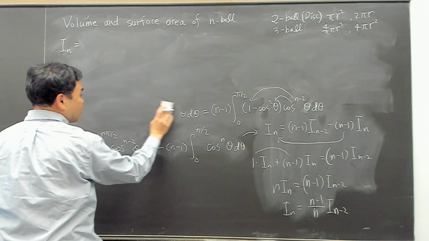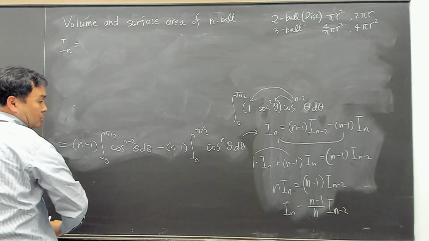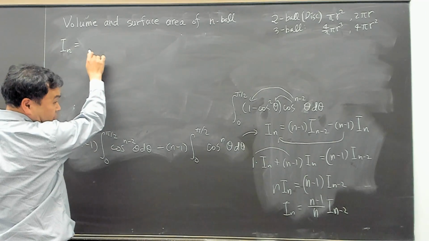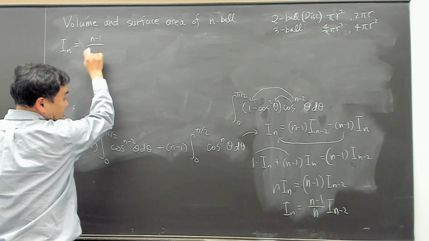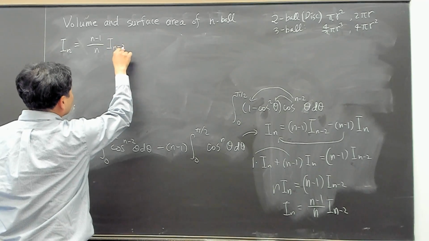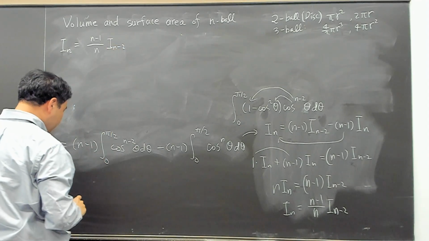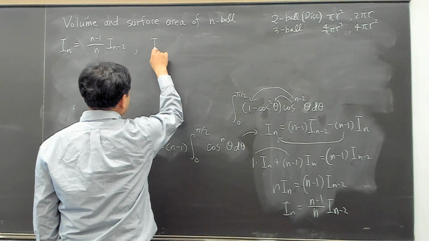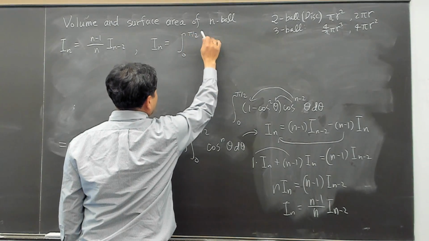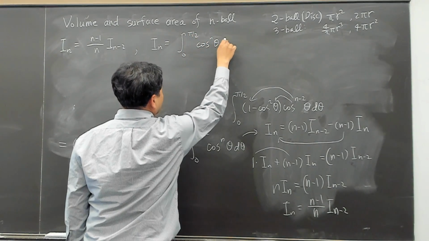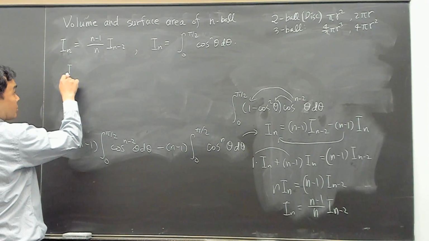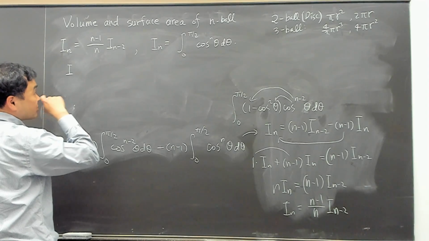Okay, great. So instead of being able to compute what this is, we just found out that there is this recursive relation: I sub n is n minus 1 over n I n minus 2. Okay, but let's not forget what I n is. It's the integral from 0 to pi over 2 of cosine n power theta. And let's calculate I0 and I1.